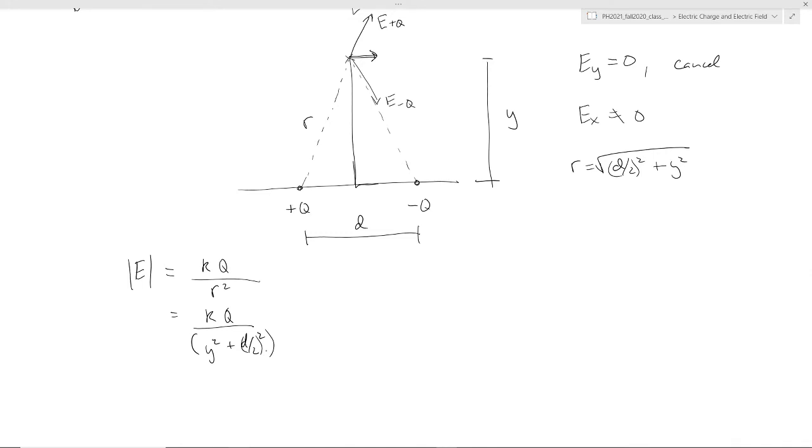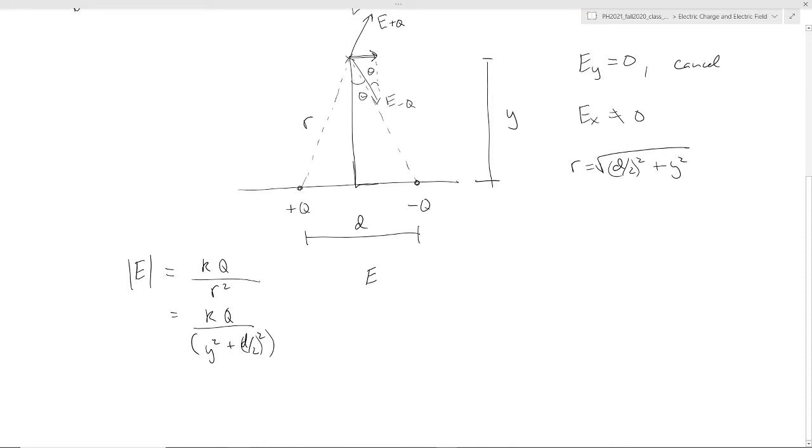We're going to need just the contribution that is in the x direction. So we can draw this in different ways, but I think it's perhaps easiest to see this angle here. Recognize that would be the same angle there.